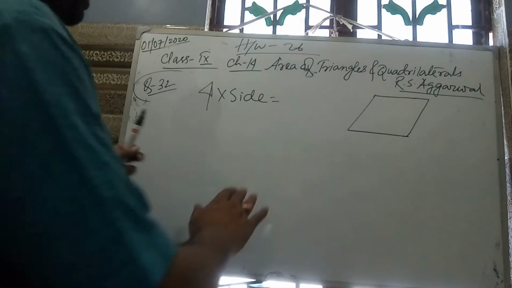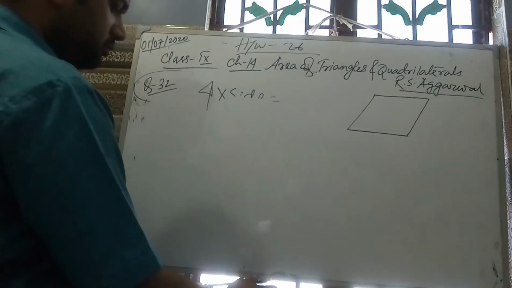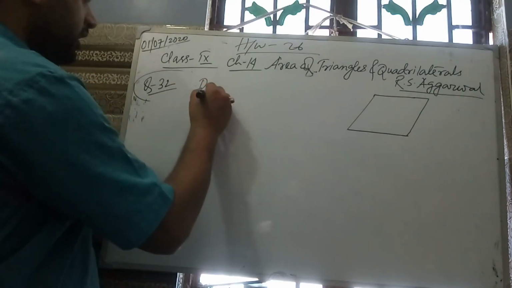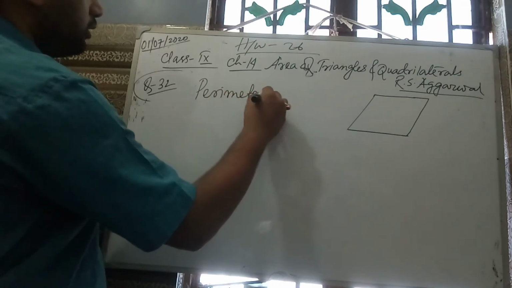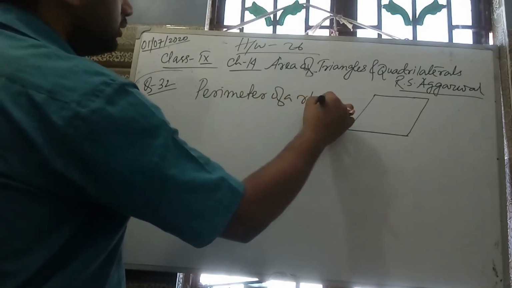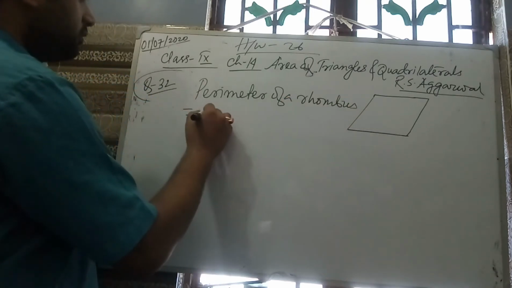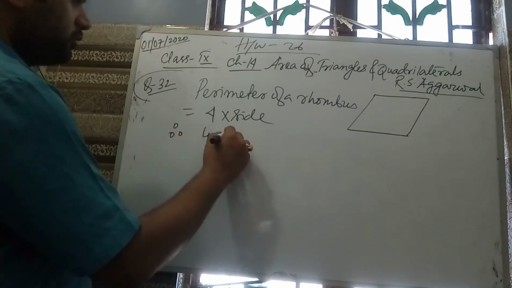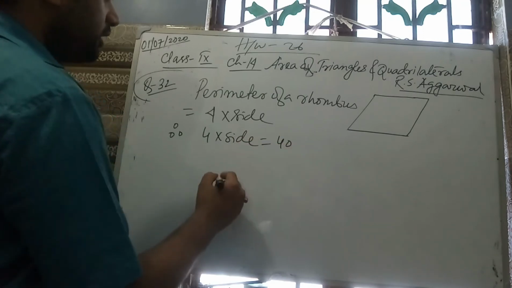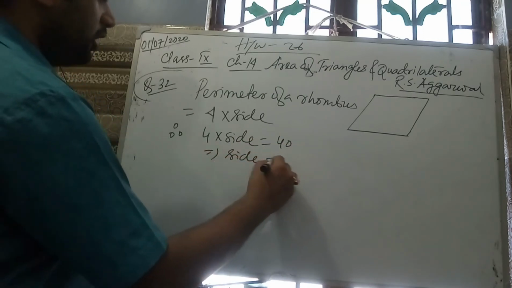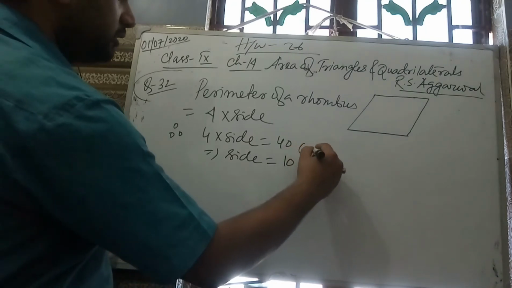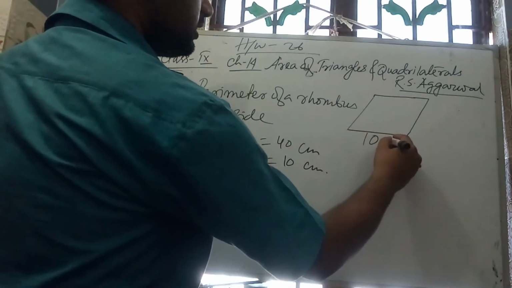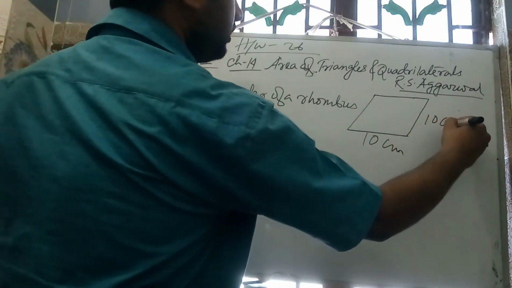Okay, write down. Students, put your audio off. Perimeter of a rhombus equals 4 into side. Therefore, 4 into side equals 40. That implies side equals 10 centimeter. So this is 10, this is 10.